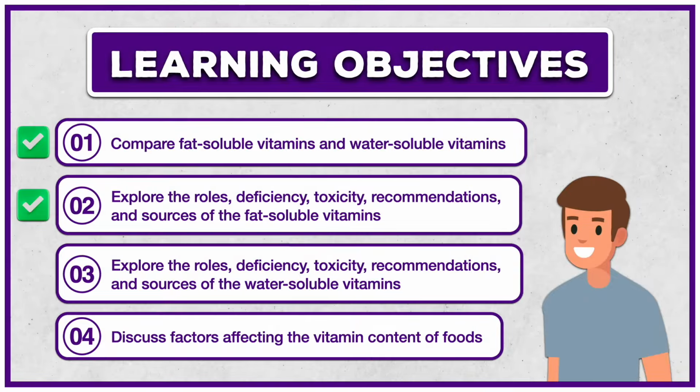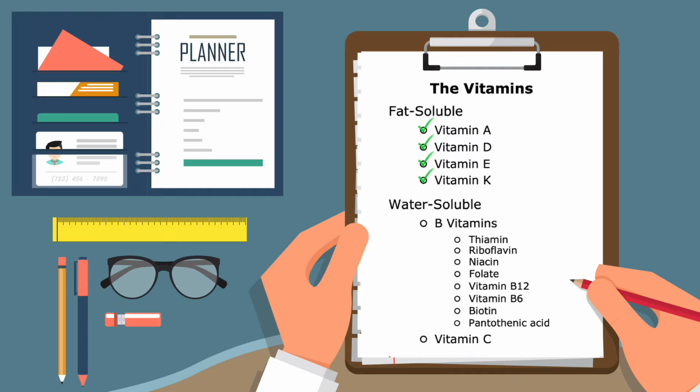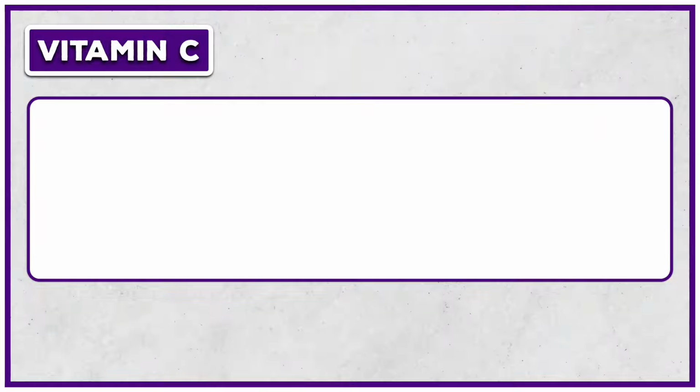Alright, that covers the 4 fat-soluble vitamins. In the next section, we'll transition to the water-soluble vitamins, following a similar pattern for each one. As a reminder, the water-soluble vitamins include 8 different B vitamins and vitamin C. The B vitamins include thiamin, riboflavin, niacin, folate, vitamin B12, vitamin B6, biotin, and pantothenic acid. Sizer and Whitney start with vitamin C, so we'll go ahead and do the same.